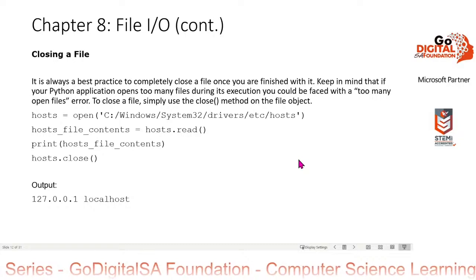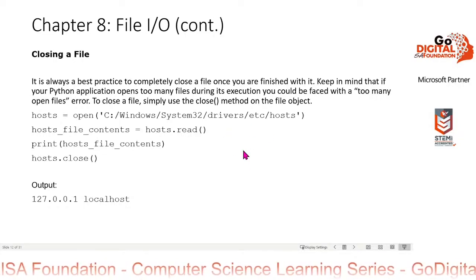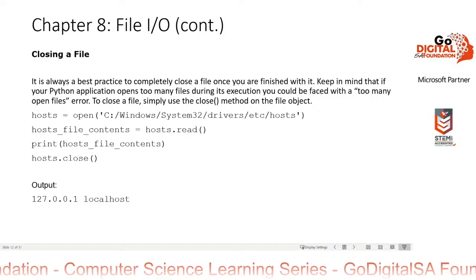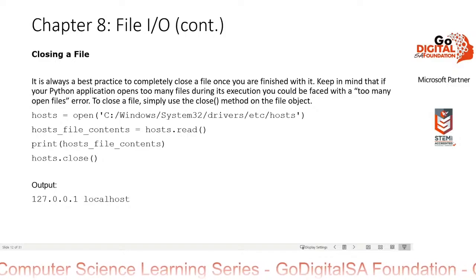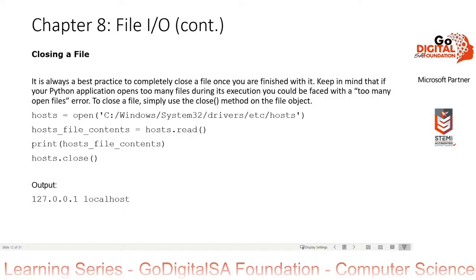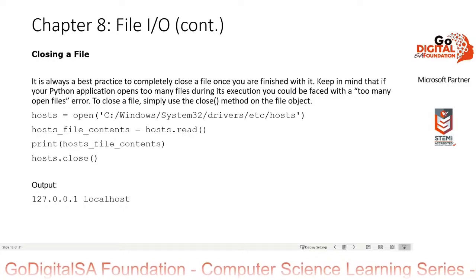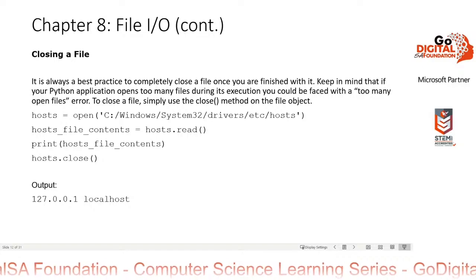Closing a file. It is always a best practice to completely close a file once you are finished with it. Keep in mind that if your Python application opens too many files during its execution, you could be faced with a too many open files error. To close a file, simply use the close method on the file object.